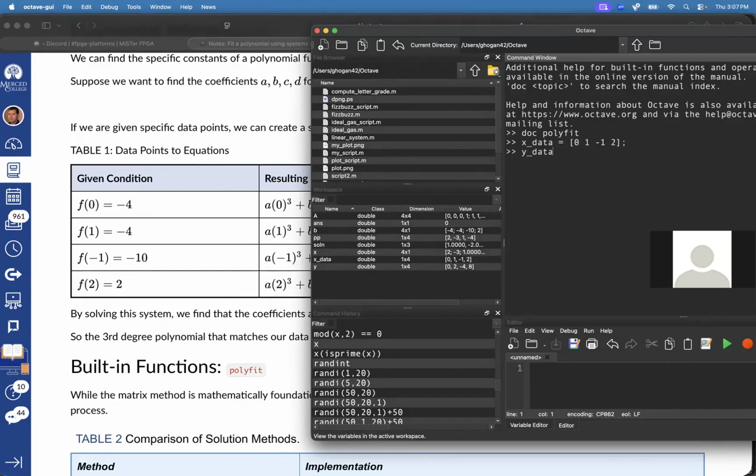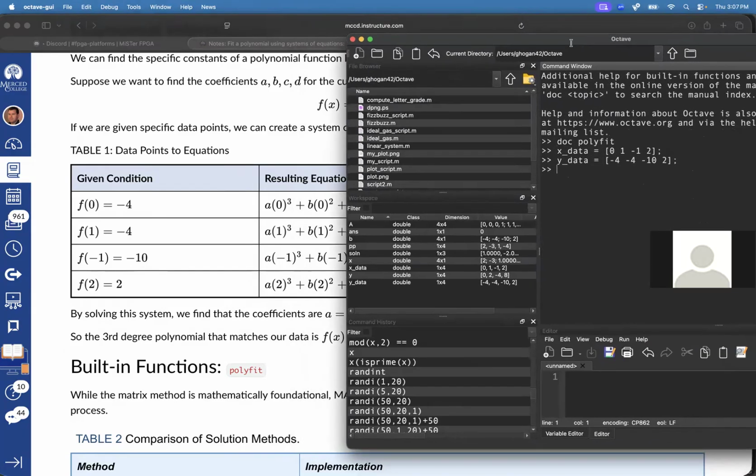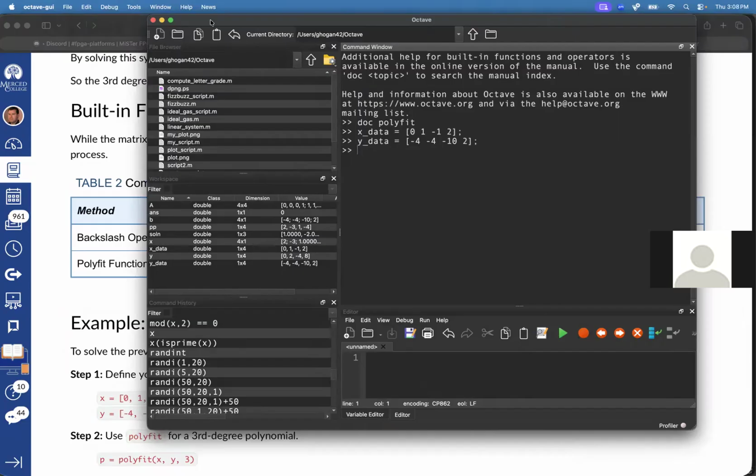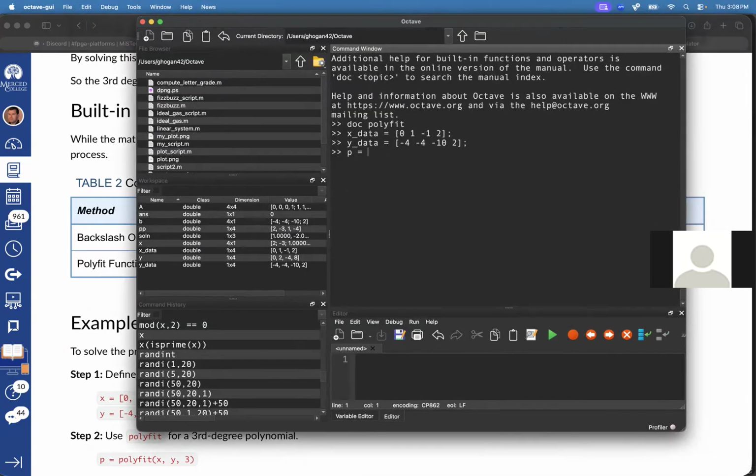So Y data equals -4, -4, -10, 2. So those are your Y values. And then in order to fit your polynomial, all you have to do is call polyfit. As it says down here, this is the way you call it. You can say P equals, to get the polynomial in a variable, polyfit, and you give it your X data, you give it your Y data, and you give it the polynomial order.